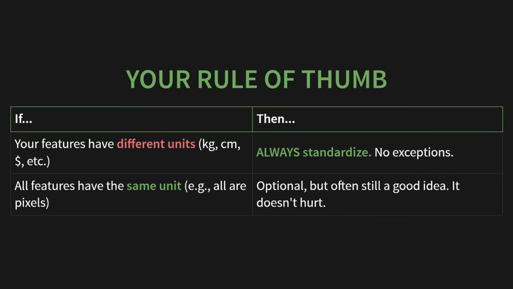So here is your rule of thumb. It's very simple. If your features have different units, kilograms, centimeters, dollars, whatever, you always standardize. No exceptions. If all your features have the same unit, for example, they're all pixels from an image, it's optional, but honestly, it's often still a good idea. It doesn't hurt.